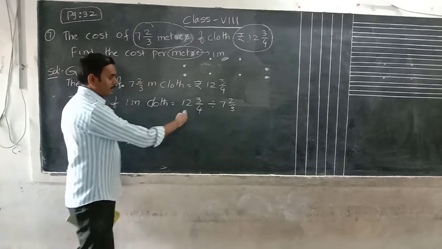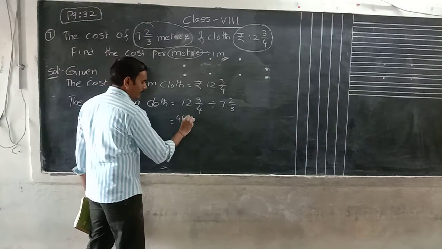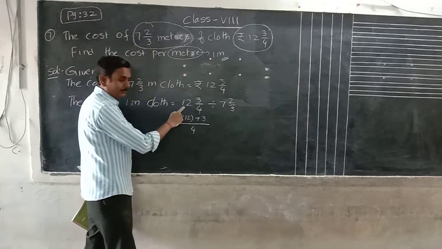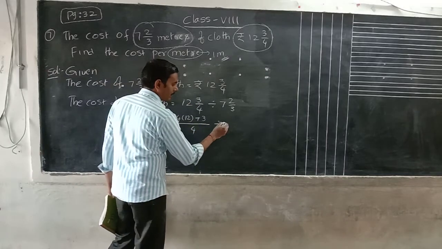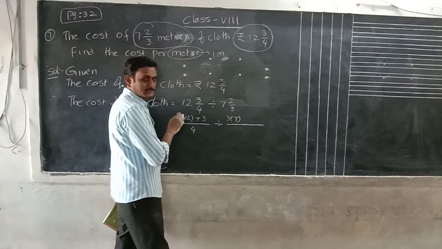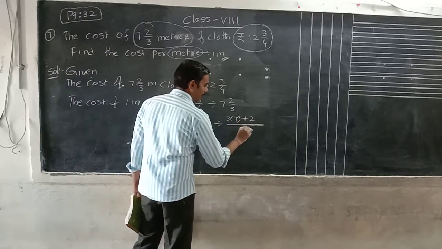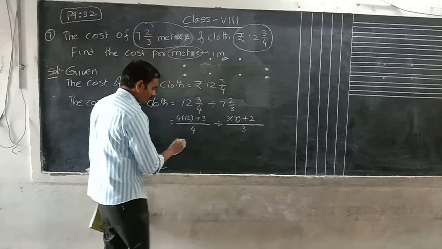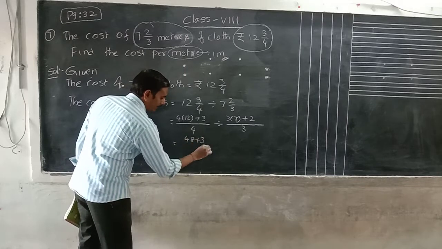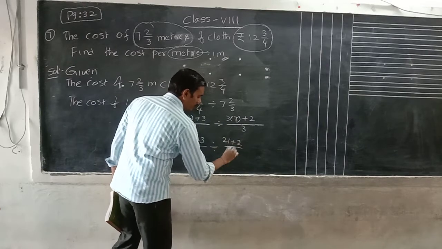Now we have to convert into improper fractions. How can we convert? 4 into 12 plus 3, by 4, divided by 3 into 7 plus 2, by 3. This is mixed to improper conversion. Multiply 12 times 4 is 48, 48 plus 3, by 4, divided by 7 times 3 is 21, 21 plus 2, by 3.